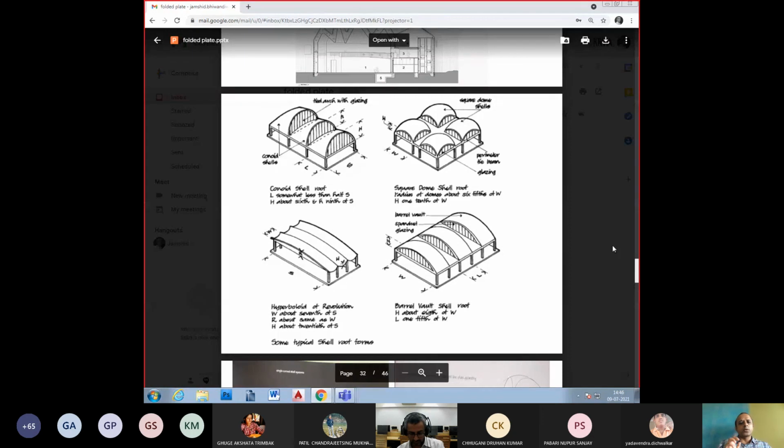The shape of the dome or shape of the vault or shape of the shell. So that's the reason why it is called concrete shells. They are not called concrete domes or concrete vaults or something. They are concrete shells. So in principle, you have to imagine them as shells.